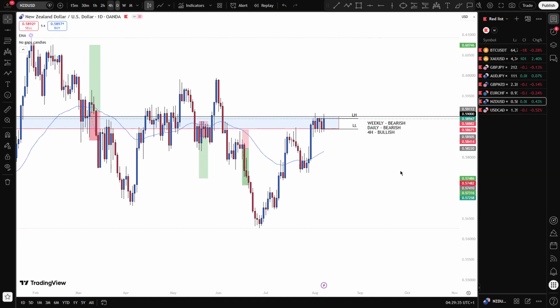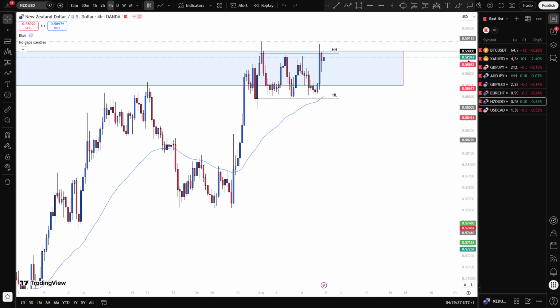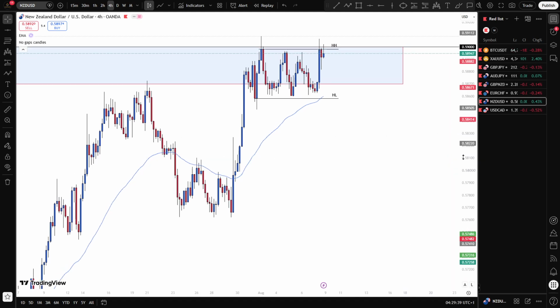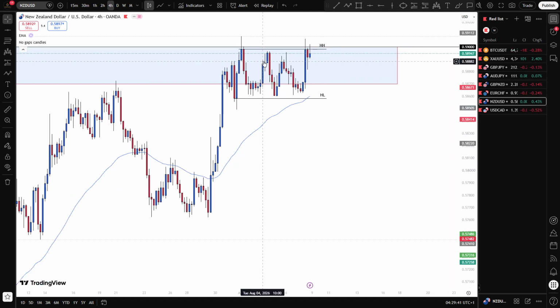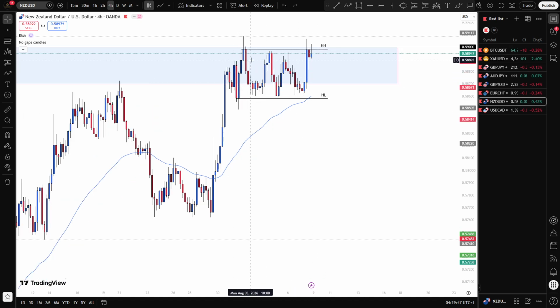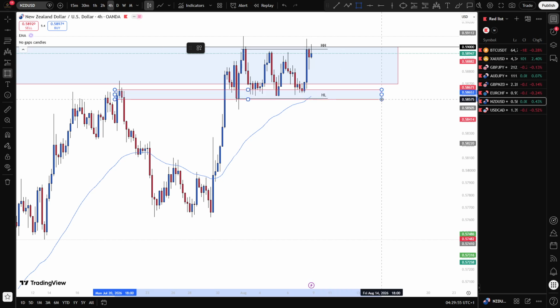If we go down to the 4-hour time frame, the 4-hour time frame is bullish, indicating that price is consolidating here. So for me to be interested in this trade, price will have to break below this zone, this consolidation zone.